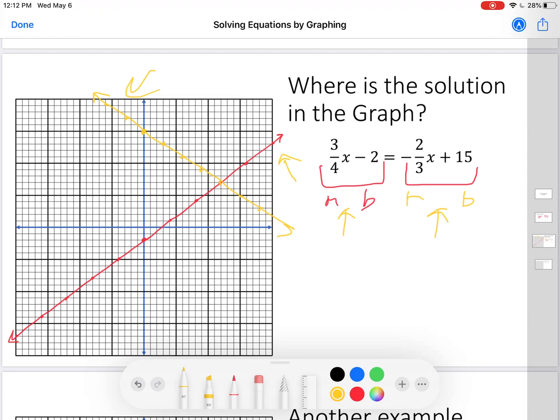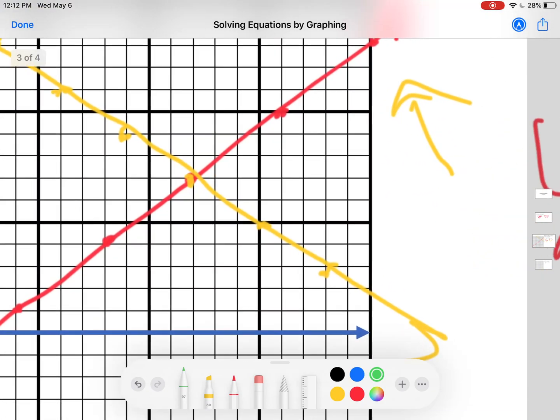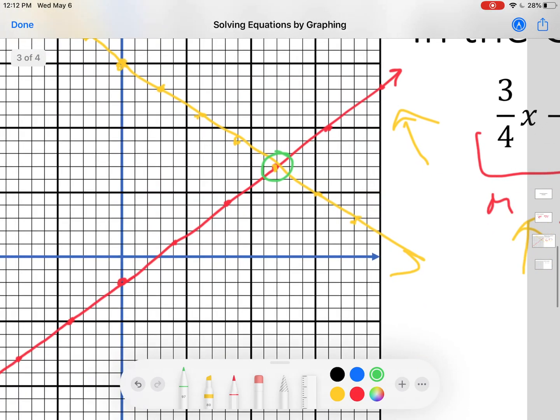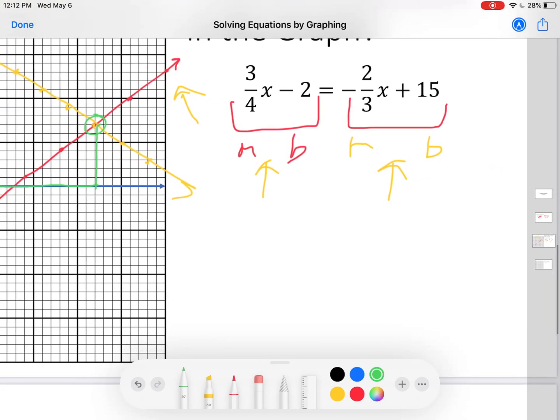We want something that is a solution to both sides, so we want a point that is on both lines. Where is the point that is on both lines? Right here. It's the point of intersection. The point of intersection tells you what the solution to both sides of the equation is. That point is at +12, +7. So then you write the solution as +12, +7, and you write it in xy coordinate system. This is x, this is y.